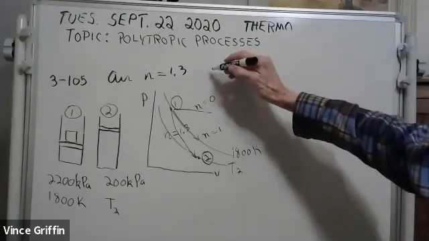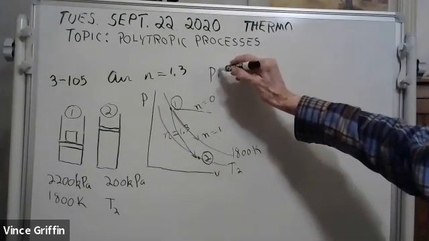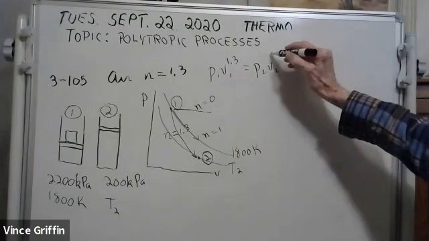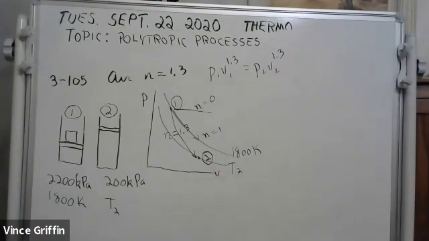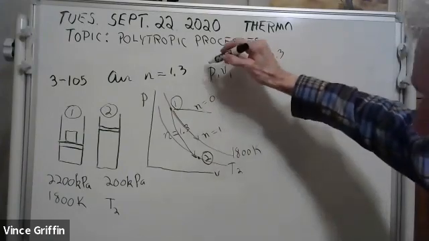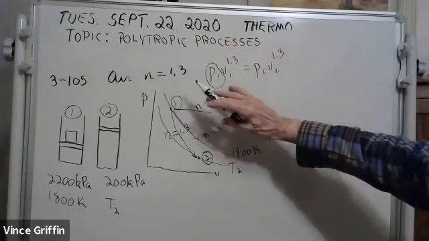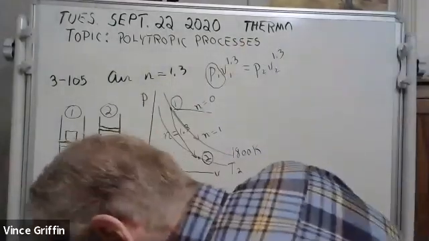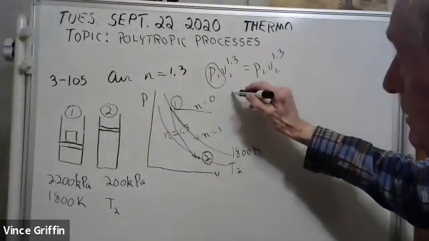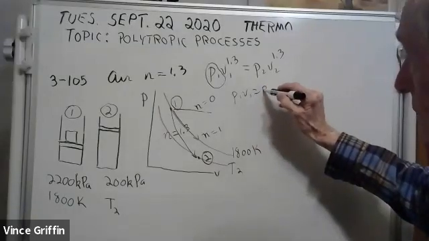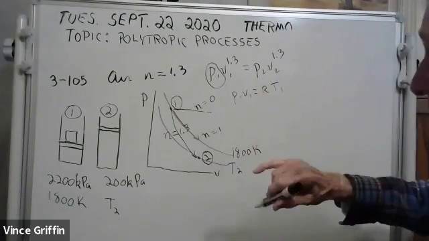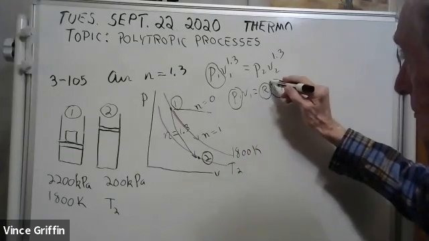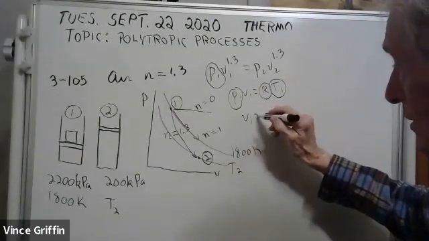Well, let's write the polytropic equation. It goes like this: P1V1^1.3 = P2V2^1.3. Great. Well, do we know what P1 is? Well, yeah. Do we know what V1 is? Well, no, but we certainly could get it, because P1V1 is equal to RT1. Now we know P1. We know R and we know T1. We can get V1. I'm going to shut up now.